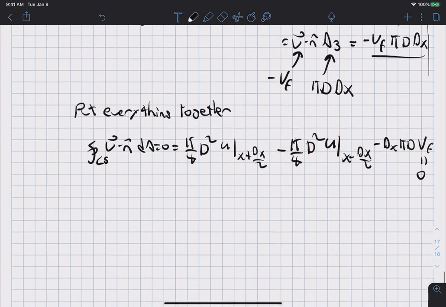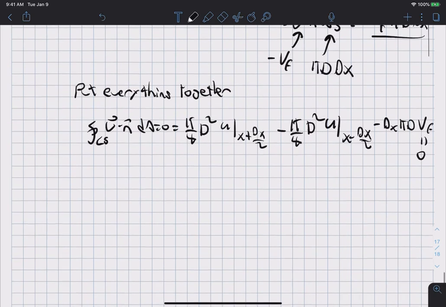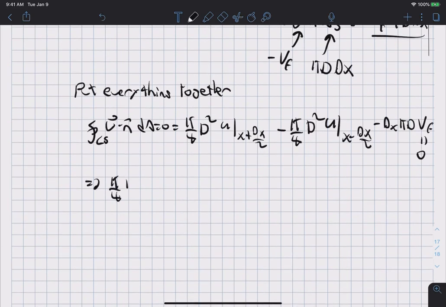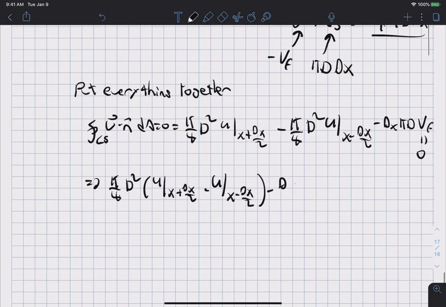Okay, and so I'm just going to do some light rearranging here. This implies that pi over 4 d squared times u at x plus delta x over 2 minus u at x minus delta x over 2, minus delta x pi d vf is equal to 0. And now we're going to take the limit as delta x goes to 0.